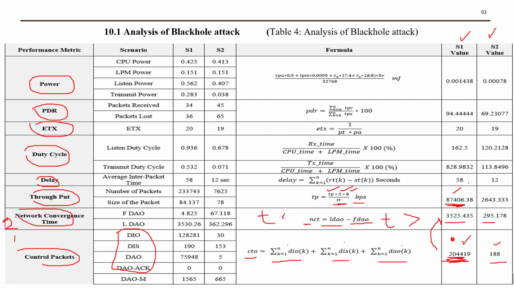Here it is 2643. So now you can understand. You see, in this second scenario the throughput is less, but in the first scenario the throughput is more. That means your network is becoming very disturbed here. This is the meaning.